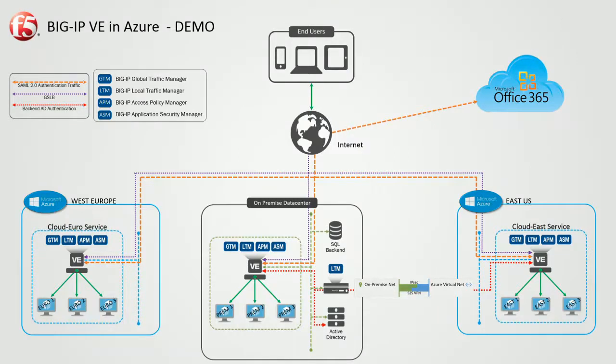So what we're going to do here is GTM, that's our global load balancing module. We have LTM, which is our traditional local traffic manager load balancing. We have APM, which is our pre-authentication single sign-on federation module as well. In addition to that, we have ASM, our application security module, and that's our layer 7 WAF, our firewall. So right now we have that running in all the environments.